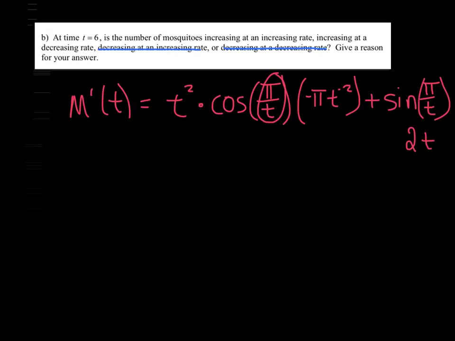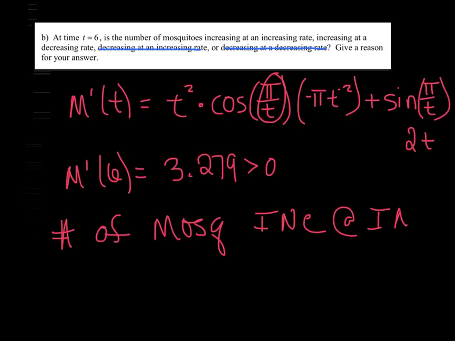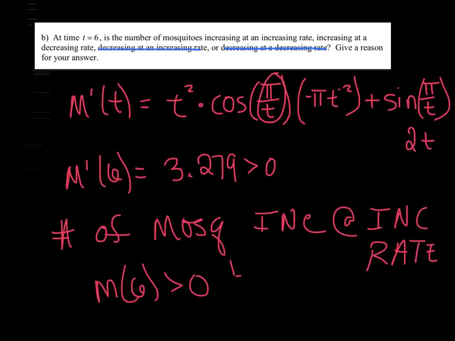Now what I'm going to do is plug the 6 into that and see if I get a positive or a negative answer. And after some careful calculator work, we got 3.279, always going 3 decimals, which is greater than 0. So now I can say the number of mosquitoes is increasing at an increasing rate because m of 6 was positive and m prime of 6 was positive.